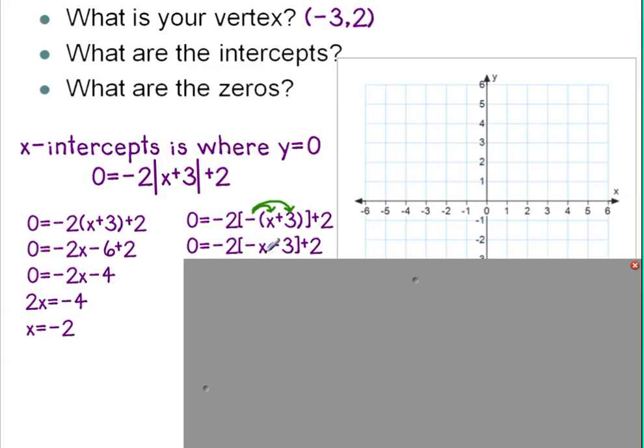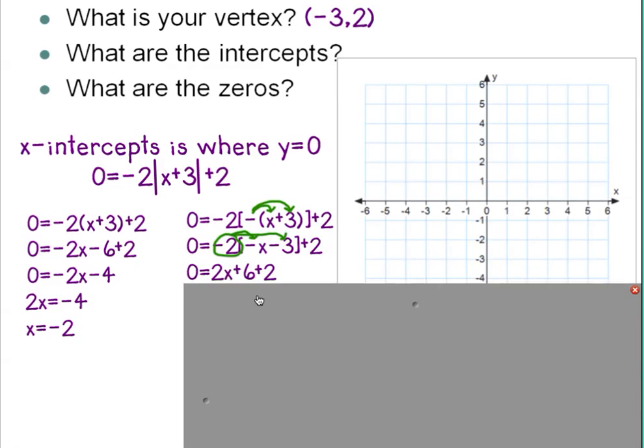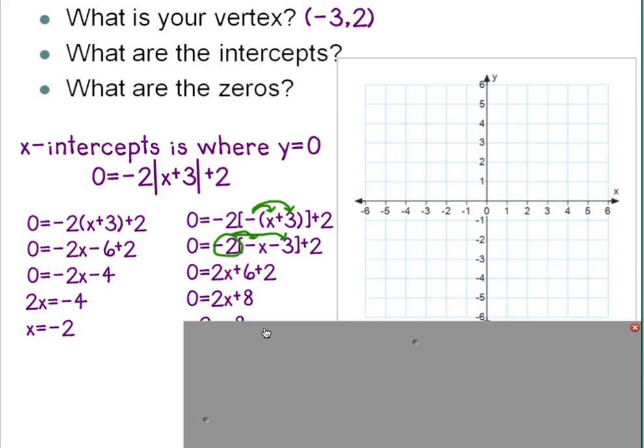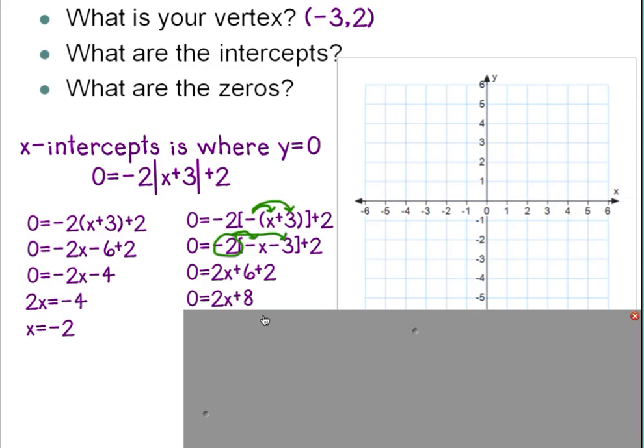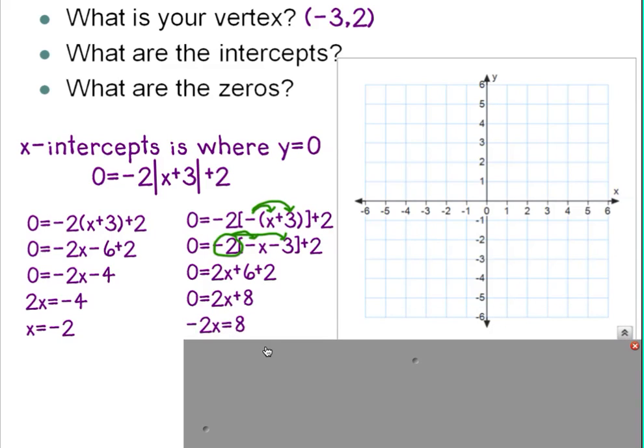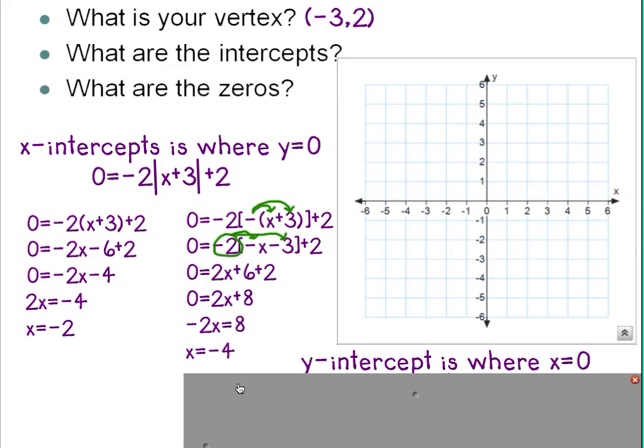So that becomes negative x minus 3. Now on the next step, I've got to distribute this negative 2 inside the bracket. So negative 2 times x, and negative 2 times negative 3, and when I do that, I have positive 2x plus 6 plus 2. So combining my like terms, I have 0 equals 2x plus 8, and then negative 2x equals 8 when I subtract that 2x from each side. So dividing by negative 2, I get x is equal to negative 4.